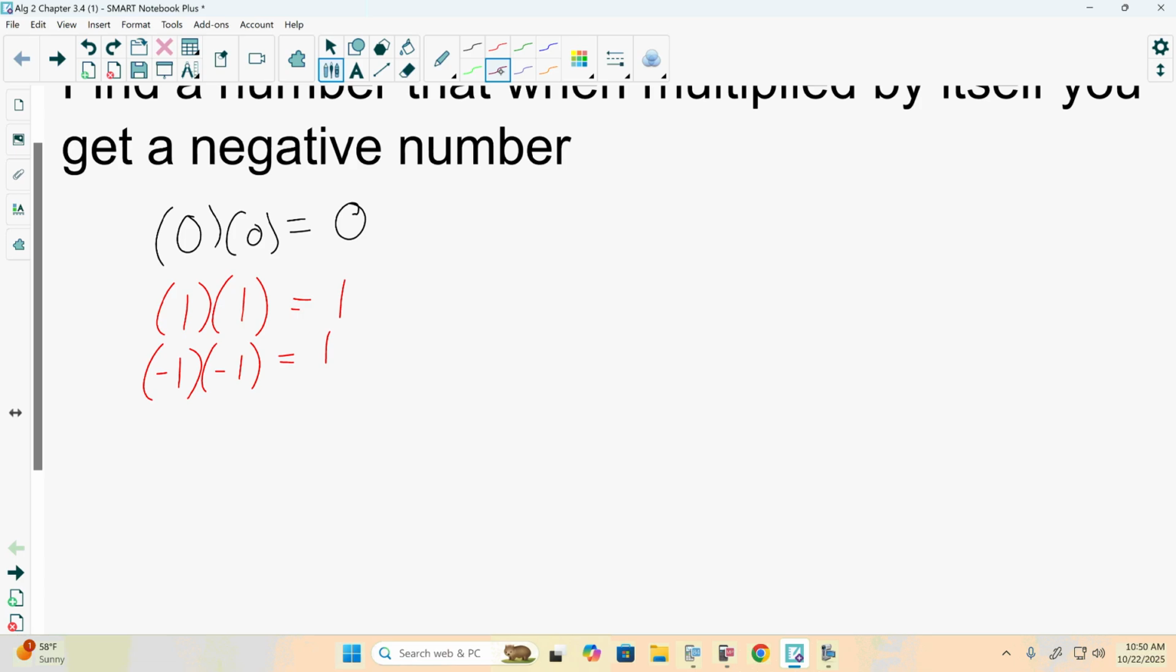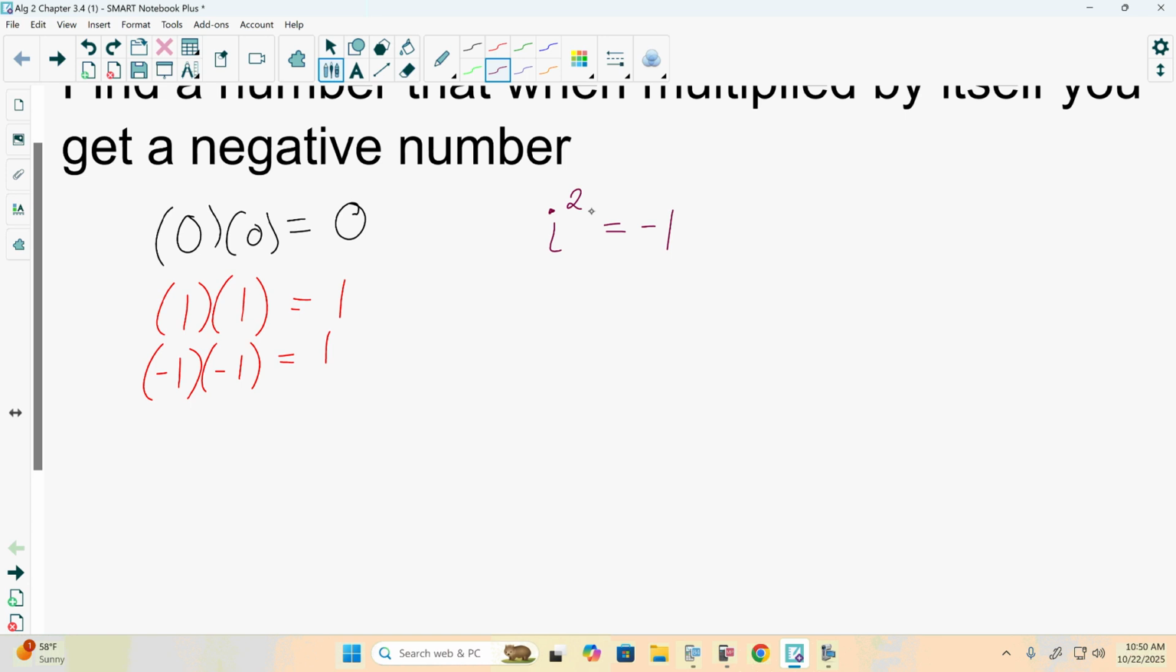Because really what we want to say is we want to have some number when multiplied by itself gives us negative. Well, we'll just say negative 1 because that's going to be the simplest form of this here. At this point, we're going to have to imagine some number when multiplied by itself is negative 1.